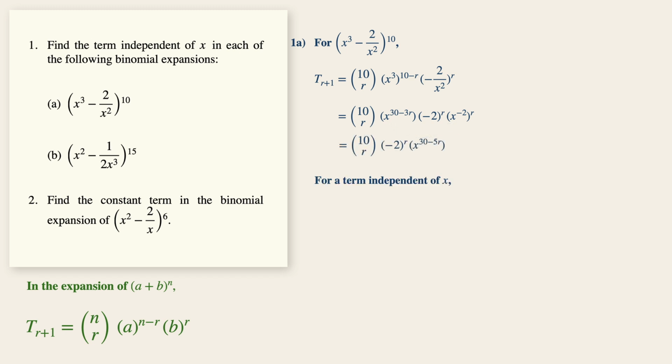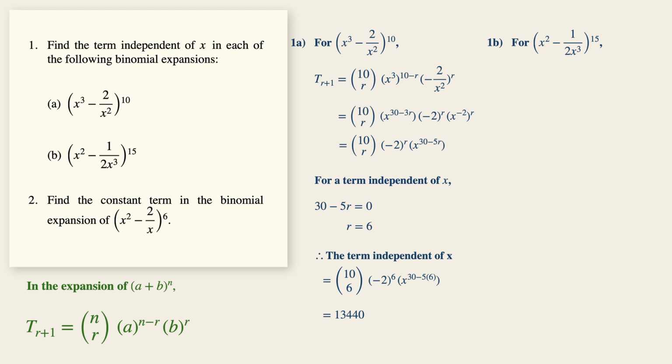Now for the term independent of x, simply equate this power to 0 because any term to the power of 0 gives us a 1. And this kind of eliminates the x within the term. So r is actually 6 when we solve for this equation. With this value of r, let's substitute it back into the general term. Thus, the term independent of x is equal to 13440. Now let's try 1b to solidify our understanding.